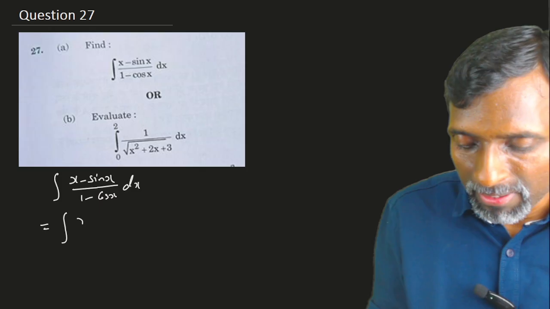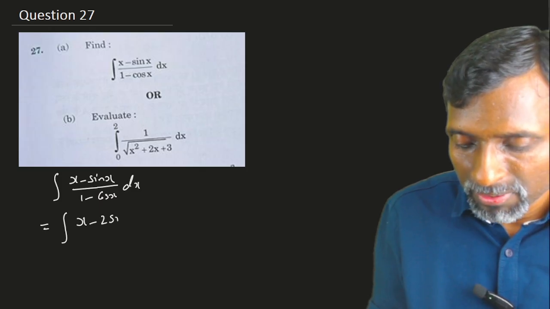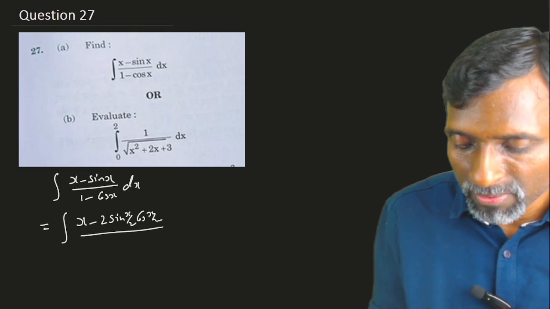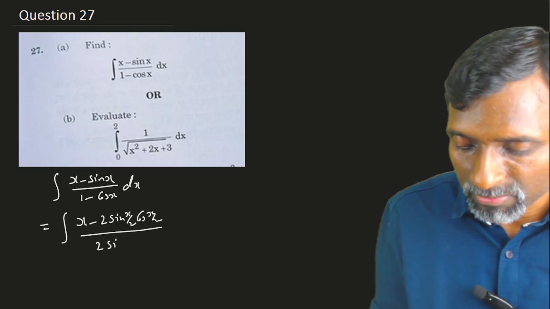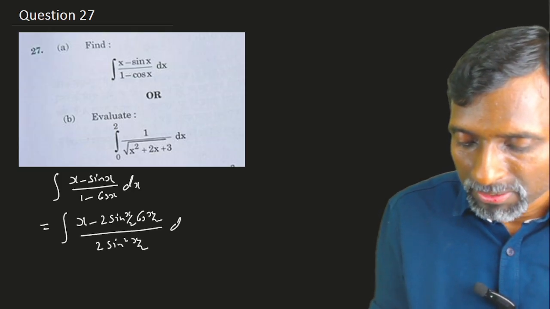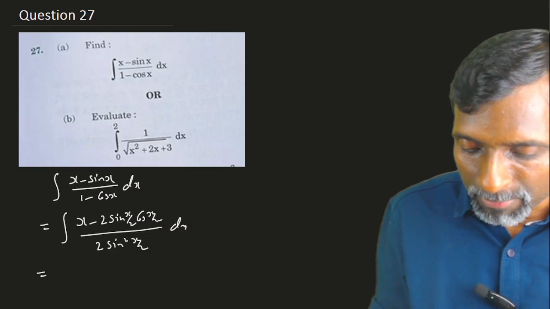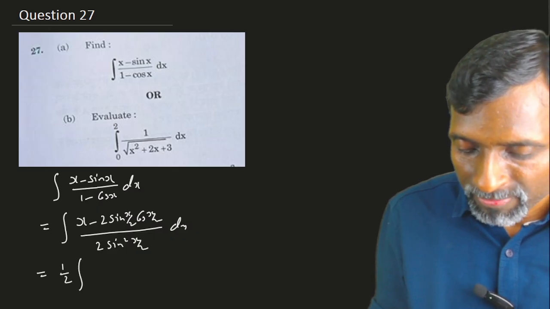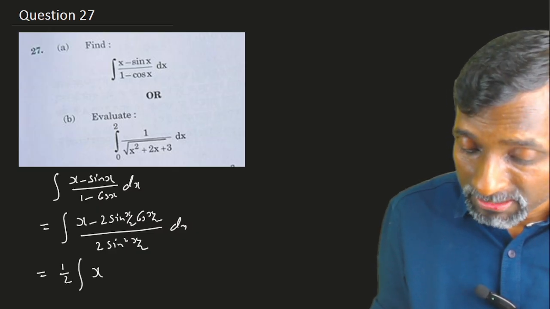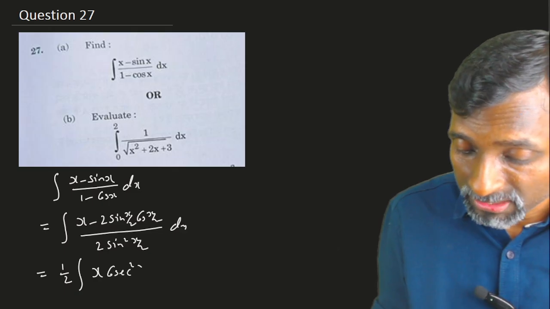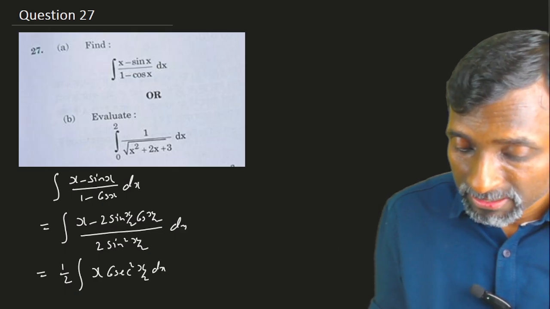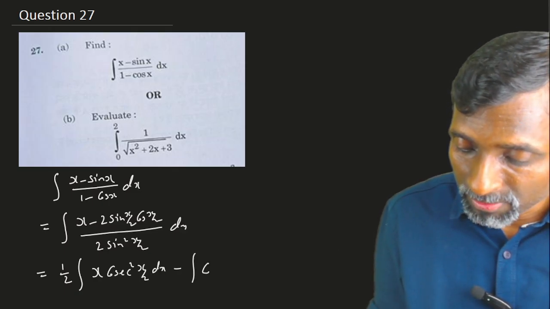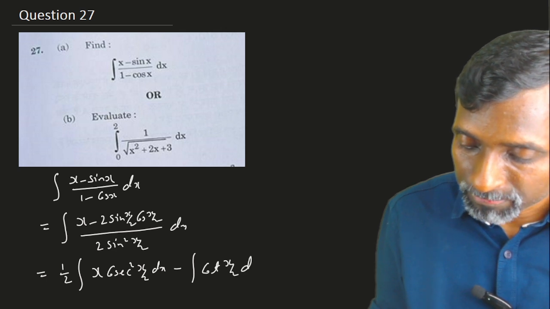Because this can be written as x minus 2 sin(x/2) cos(x/2) divided by 1 minus cos theta, which is what? 2 sin²(theta/2). Okay, so we can divide both parts separately. It is 1 by 2 multiply x, and 1 by sin²(x/2) is cosec²(x/2) dx, and minus 2 is cancelled with 2. It is cot(x/2) dx.